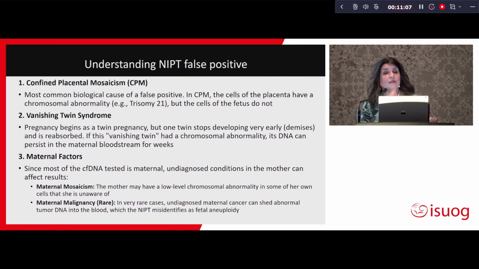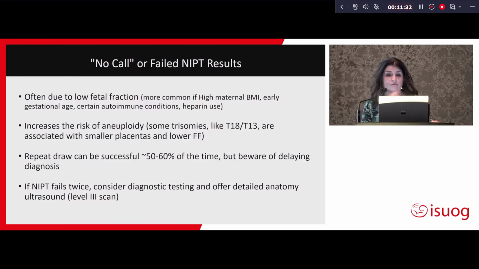And there's this maternal malignancy problem. If the mother has an undiagnosed malignancy or has recently been treated for malignancy, you can get DNA from the tumor that is misidentified as fetal DNA. And I won't go into detail about what you should do if you get that kind of result, because I don't think anyone is 100% sure at the moment what to do with those results.